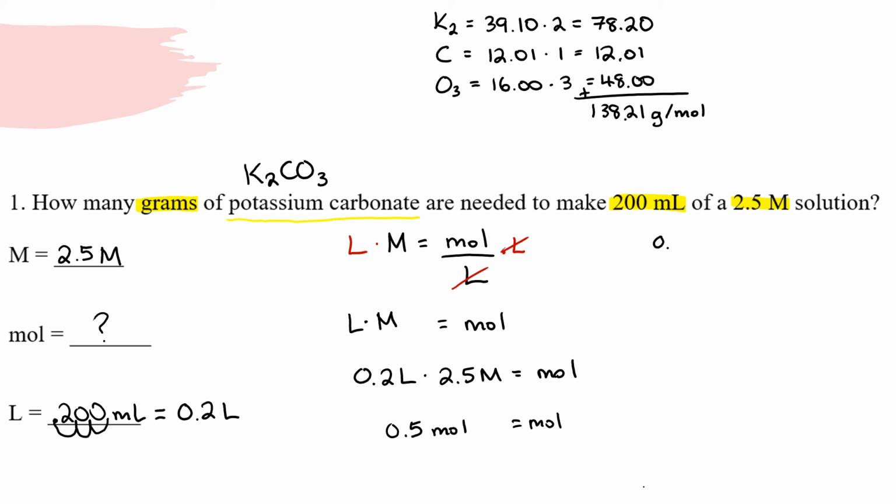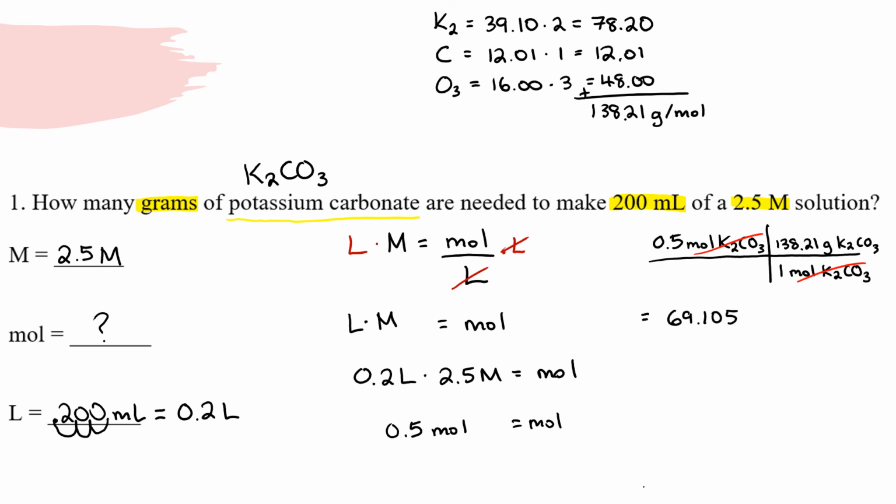So conversion wise, 0.5 moles of K2CO3. And all I'm going to do is multiply it. So 1 mole on bottom to cancel out, and the molar mass on top. So if you guys notice, the moles cancel out. And then I get to multiply these two numbers. And we get this in our calculator.